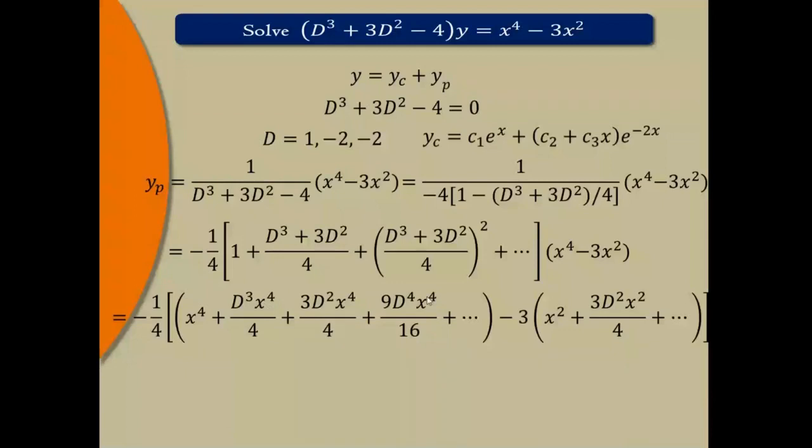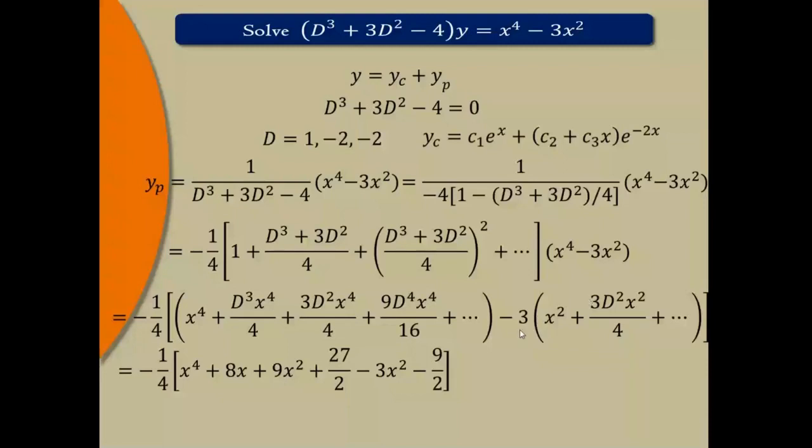Double derivative of x square: first derivative is 2x and double derivative will be 2. So put those values and simplify. Okay, so this becomes 24x by 4, that will be 8x. This will be 3 into 12x square by 4, that will be 9x square. This will be 9 into 24 by 16, that is 27 by 2, into x square. And this will be 2 into 3 by 4, that will be 3 by 2 into minus 3, that is minus 9 by 2.